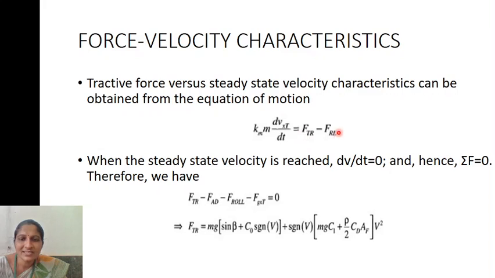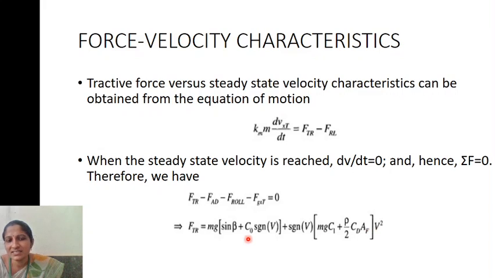So F_TR minus F_RL is the sum of the aerodynamic force, rolling resistance force, and the x direction force. So F_TR minus these three forces is equal to 0. That means F_TR is equal to the sum on the right hand side, and if you substitute the aerodynamic force formula, rolling resistance force formula, and the gravitational force formula, it becomes F_TR equal to mg of sine beta plus c0 signum of v plus signum of v into mg c1 plus rho/2 into C_D A_F into v square.